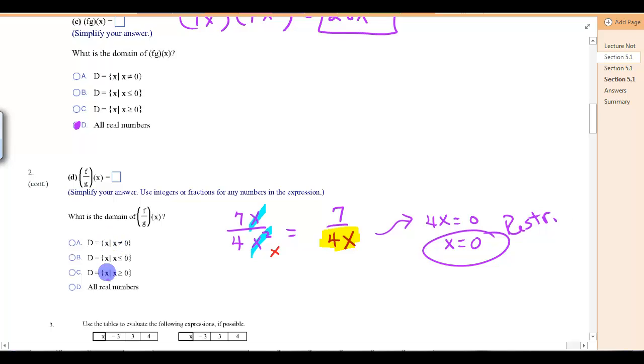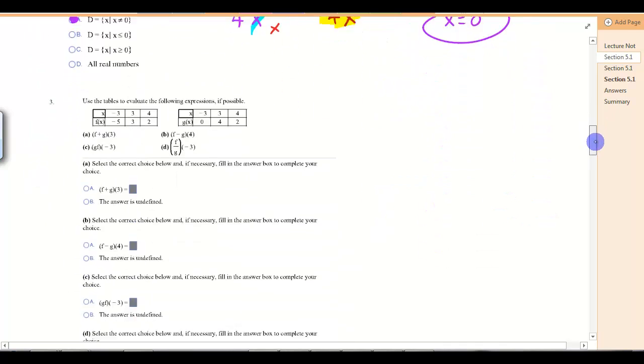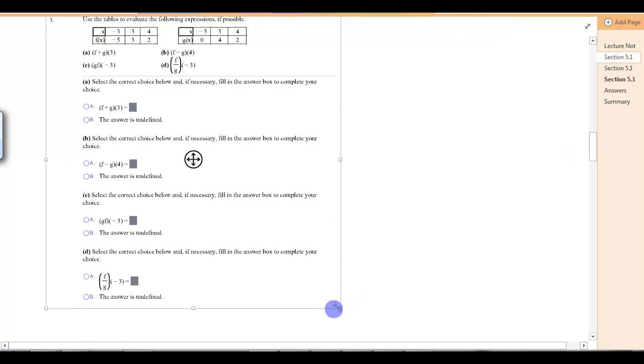So if you look here in the domain, this one says x is less than or equal to 0. This is greater than or equal. Well, it cannot be equal. It's got to be this one, x not equal to 0. All right, that should do number 2. Let's look at number 3. Let me make that a little bigger if I can.